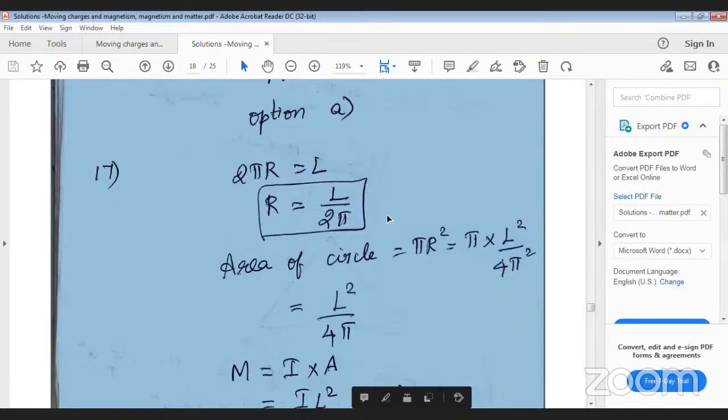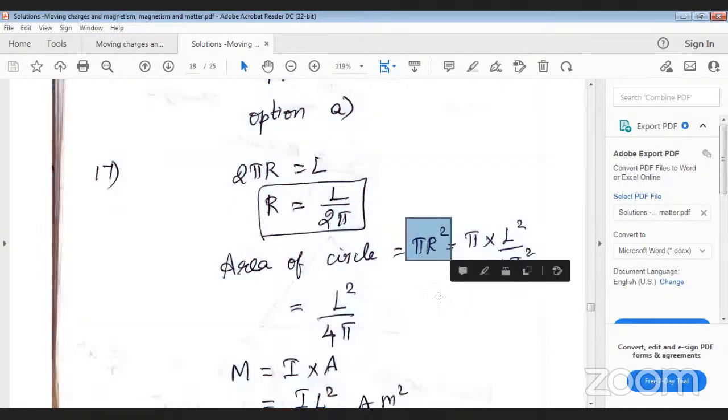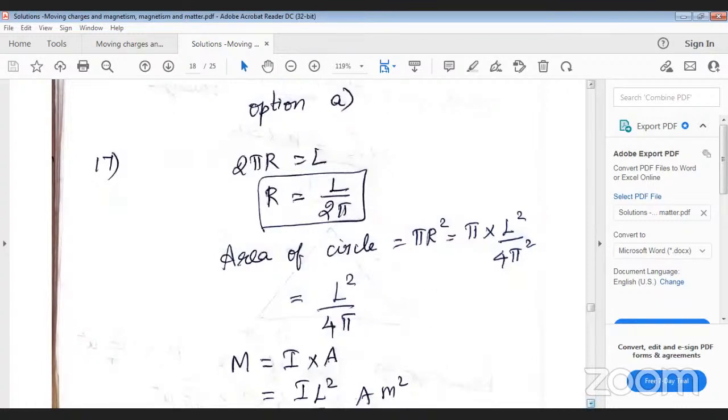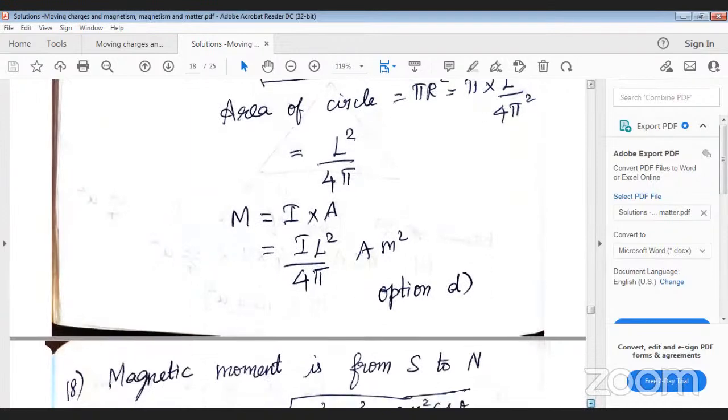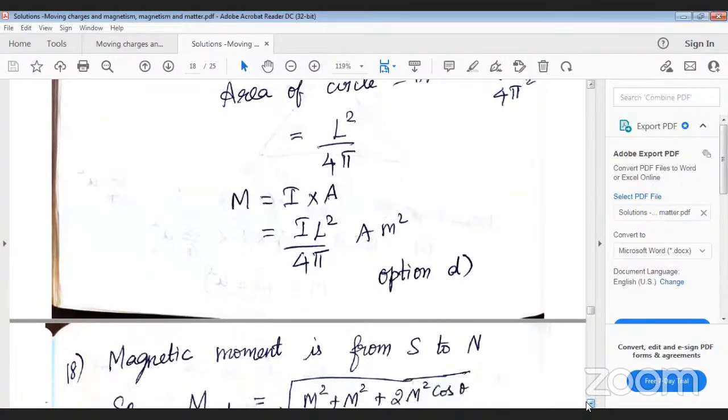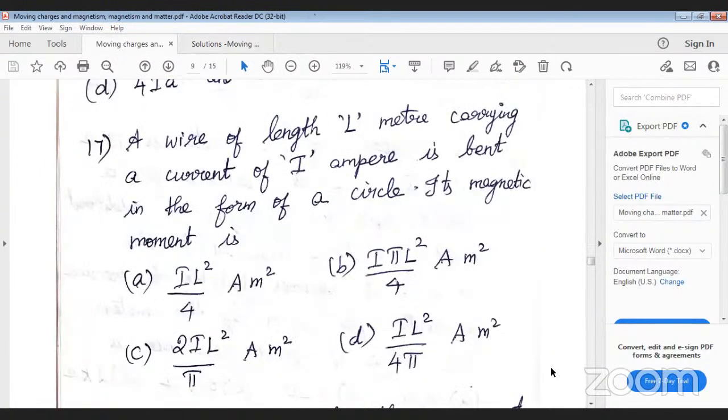Now the area of the circle equal to pi r square. So pi into, instead of r you need to put L by 2 pi the whole square. That will give you L squared by 4 pi square, and this pi and this pi squared will be cancelled, and you will be left with L squared by 4 pi. This is the area of the circle. So now the magnetic moment is I into A. A is L squared by 4 pi. So that is option D, I L squared by 4 pi.